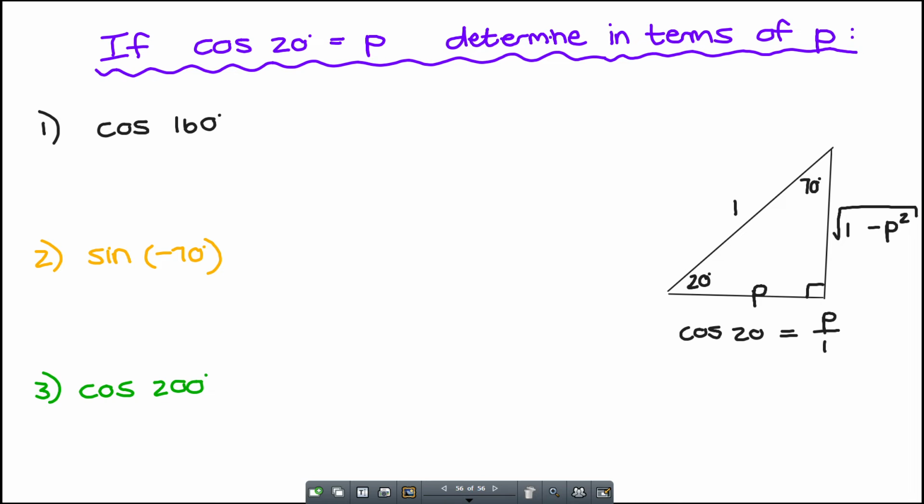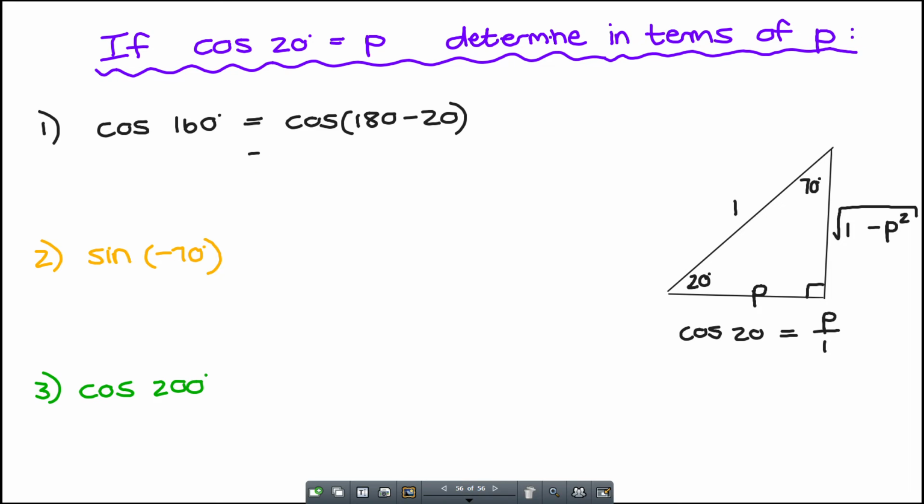Let's start with the first one. Cos 160. Now, cos 160 is the same as cos 180 minus 20. Hoekom gaan doen ek dit? Because I want to work towards either a 20 or a 70. Want dan kan ek 'n antwoord gaan kry in terme van P, né? Do you guys understand that?